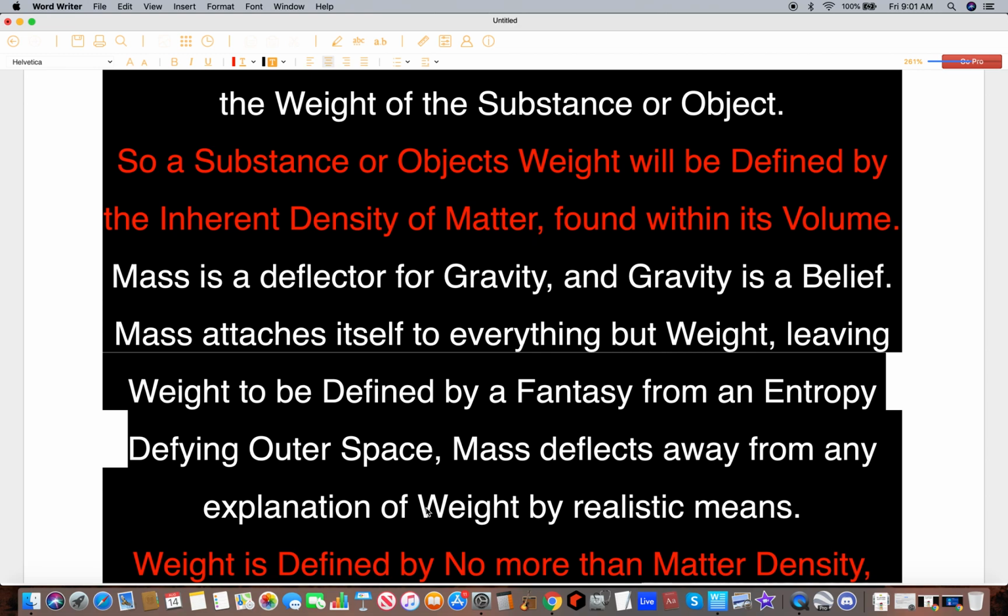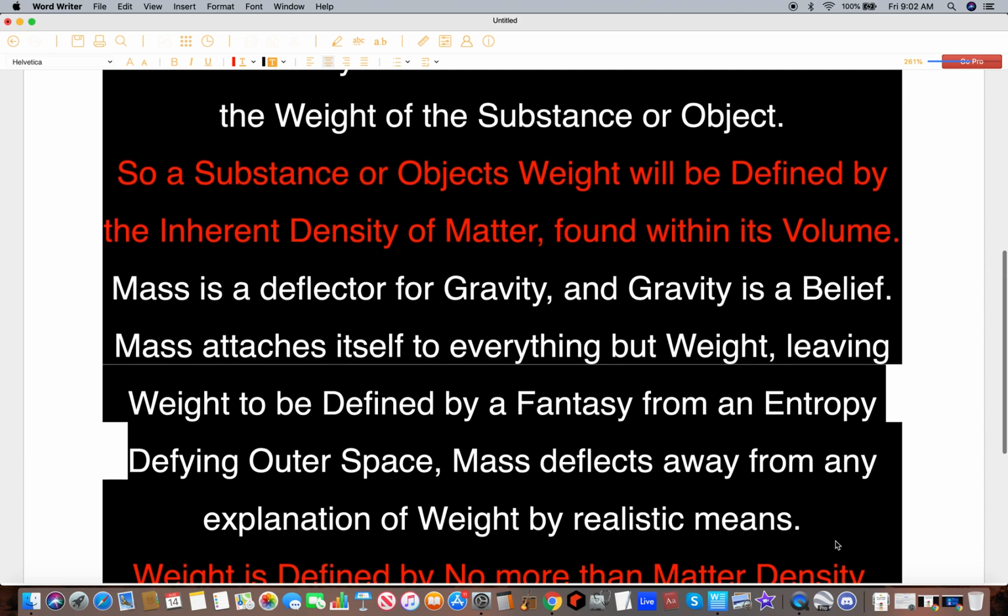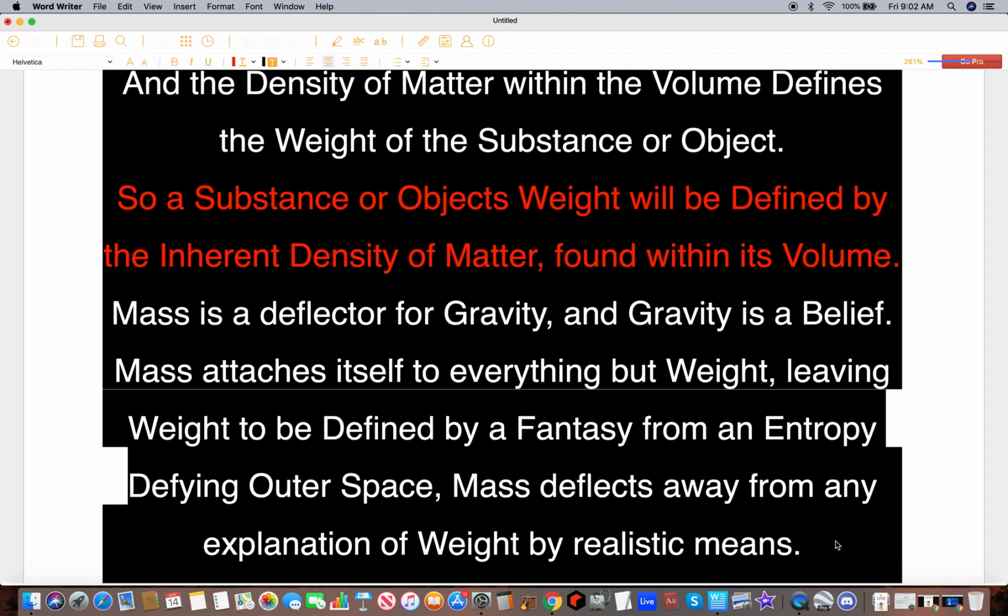So weight is defined by some effect from a place that can't exist and used to be a force from that place. Mass deflects away from any explanation of weight by realistic terms. The more mass is involved, the less realism will be involved. Mass is a made-up nonsense term. It has no place in our world. It needs to go.